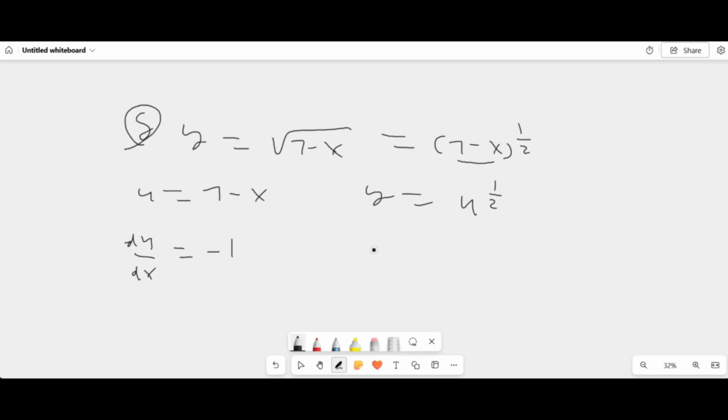And now you want to find dy over du. So dy over du is going to be equal to half u, and then take away 1 from the power, that's minus half, yeah?